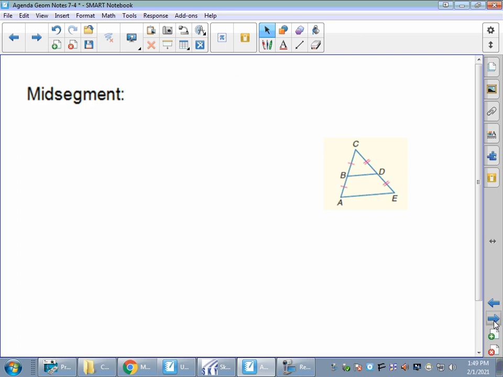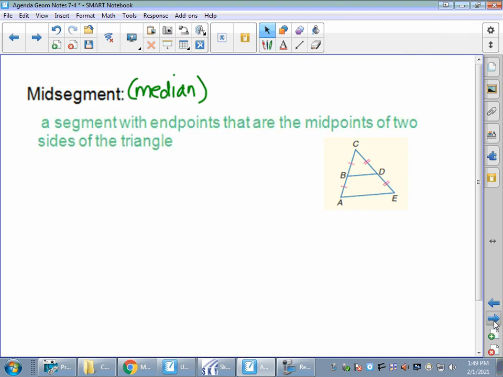So let's talk about a mid-segment, right? We talked about a mid-segment with trapezoids. Mid-segment I also call a median because I think that's really helpful. A mid-segment is a segment with endpoints that are the midpoints of two sides of the triangle.